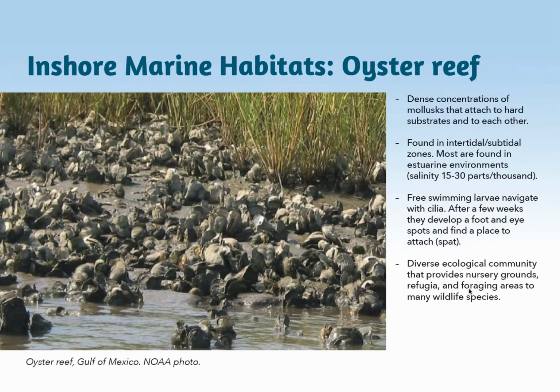So to move on, inshore marine habitats. The one that I want to focus on here is the oyster reef. Oyster reefs are dense concentrations of mollusks that attach to a hard substrate. Their life history is pretty interesting. They reproduce by putting out their reproductive material into the water, and it mixes up because these are sessile animals. They can't move around. Once they attach to whatever they're attaching to, they're there permanently forever. And so once the little larvae get alive, then they can navigate around. They have cilia, so they can kind of swim around a little bit.